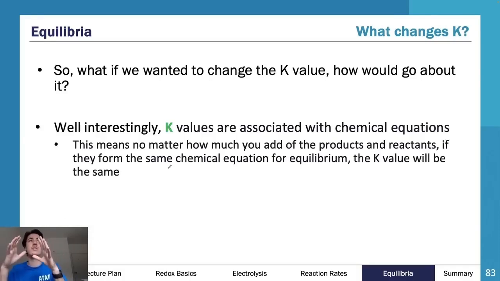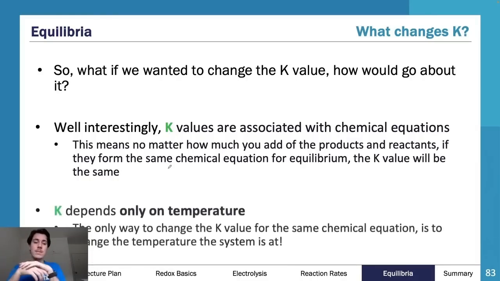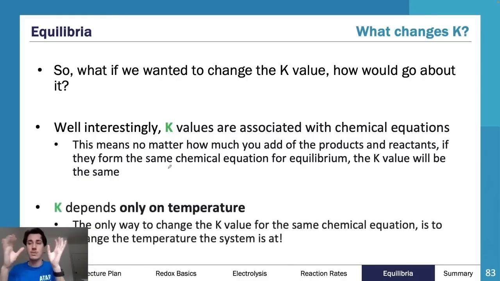They are associated with chemical equations. So this means no matter how much you add of the products and reactants, if they form the same chemical equation for equilibrium, the K value will be the same. No matter how much you add of everything, the K value will be the same for the same chemical reaction. The K value only depends on temperature. Temperature is the only thing that plays around with the K value.